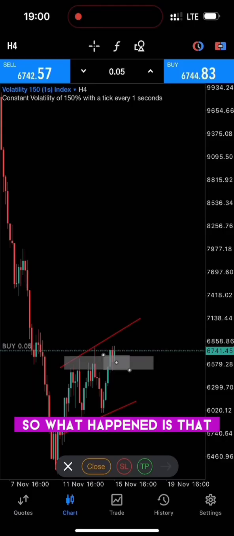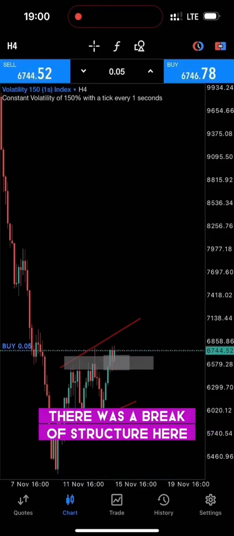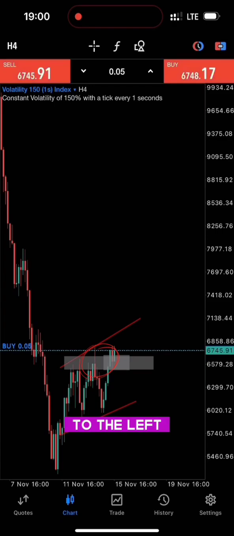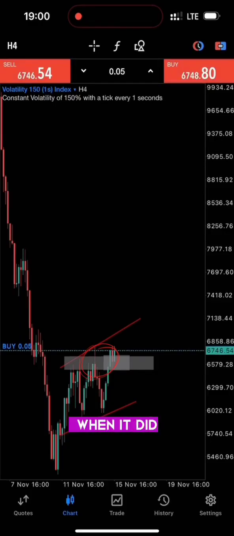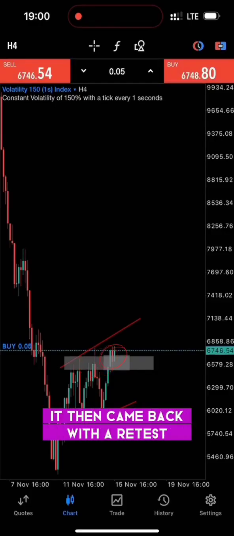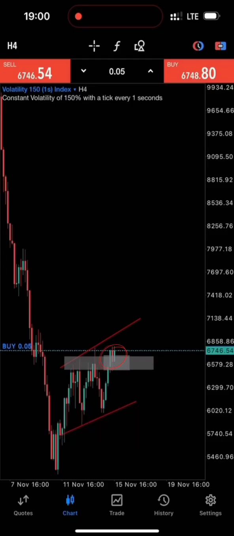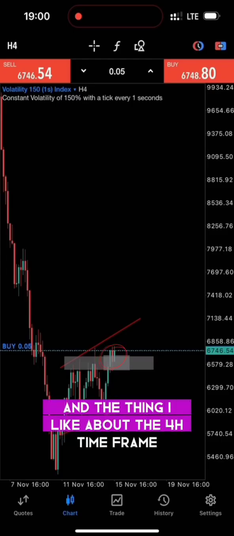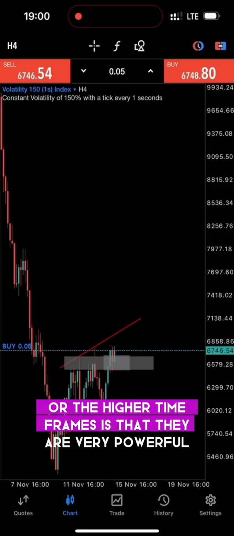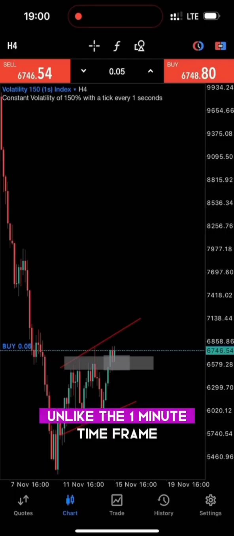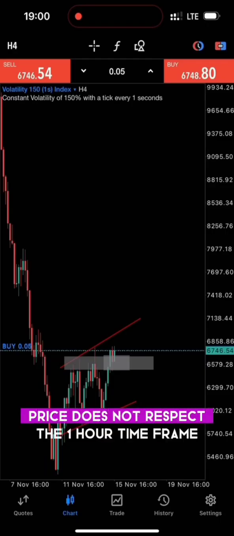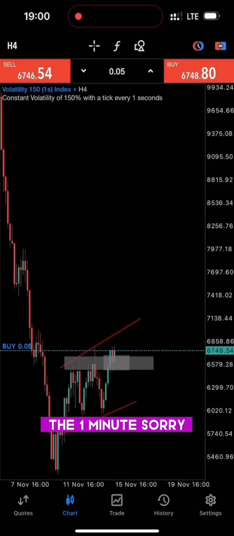What happened is that there was a break of structure here to the left. The price was resisting to break that, and it finally did. When it did, it then came back with a retest in the 4-hour time frame there. The thing I like about the 4-hour time frame, or the higher time frames, is that they are very powerful, and price usually respects them. Unlike the 1-minute time frame. Price does not respect the 1-minute, sorry.